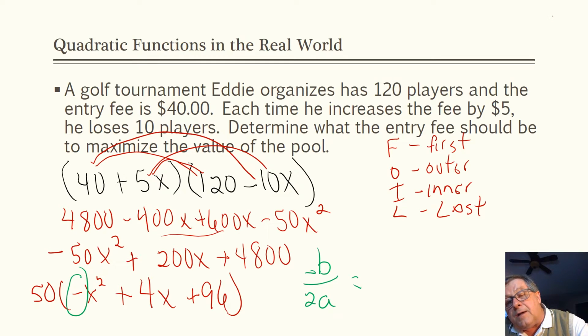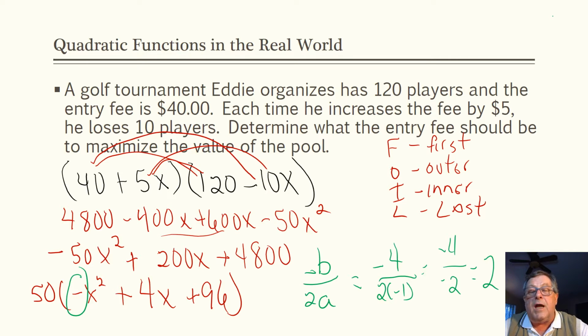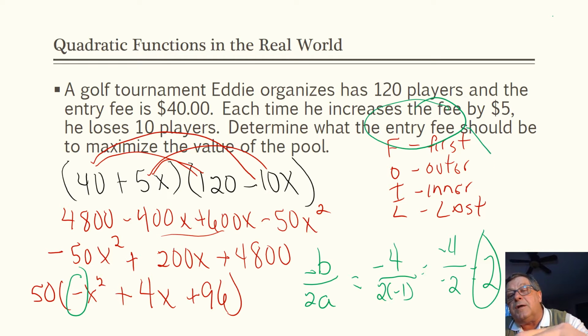So if I plug in -4, in other words, minus 4 over 2 times -1, and then that's going to be -4 over 2 times -1, which is -2. And so the x-coordinate at the vertex, or the value of x at the maximum value, is 2. And let's see, so that gives, he can do 2 increases, and so his entry fee after 2 increases, that's going to give him the maximum value.